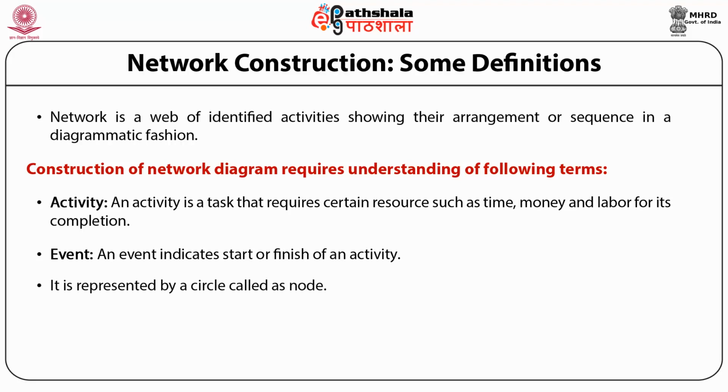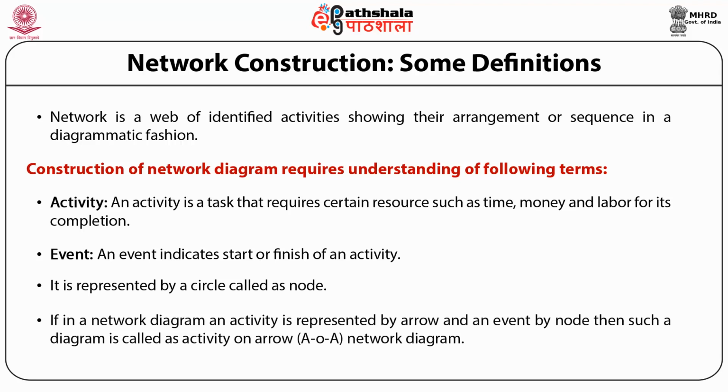It is represented by a circle called a node. An event does not consume any resource and it occurs at a point in time. If in a network diagram an activity is represented by an arrow and an event by a node, then such a diagram is called an activity on arrow (AOA) network diagram.